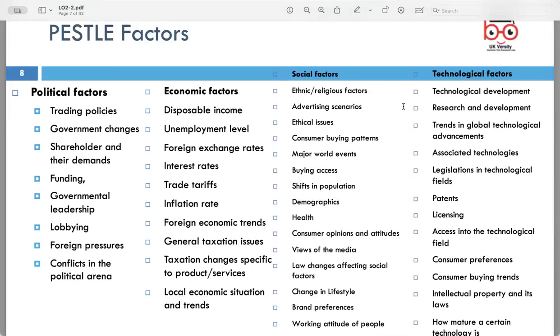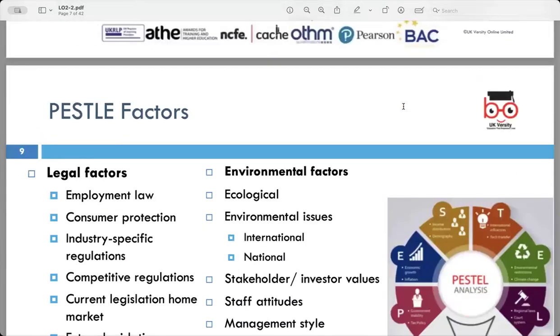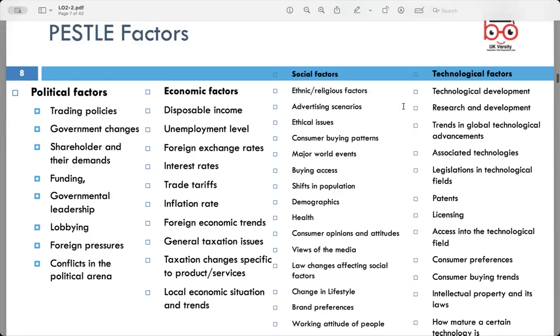PESTEL factors. PESTEL factors like political factors, economic factors, social factors, technological factors, legal factors, and environmental factors. So political factors like trading policies, government changes, shifts in leadership or political parties, shareholders, funding, government leadership, lobbying, foreign pressures, conflict in the political arena.